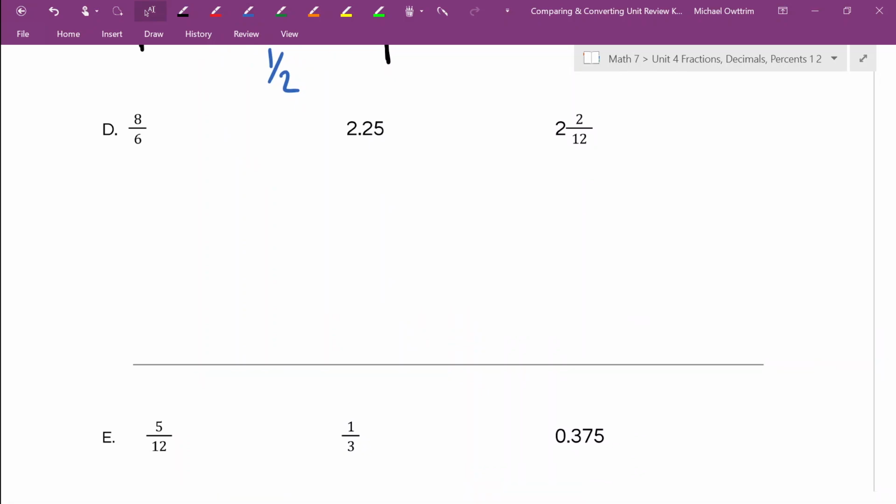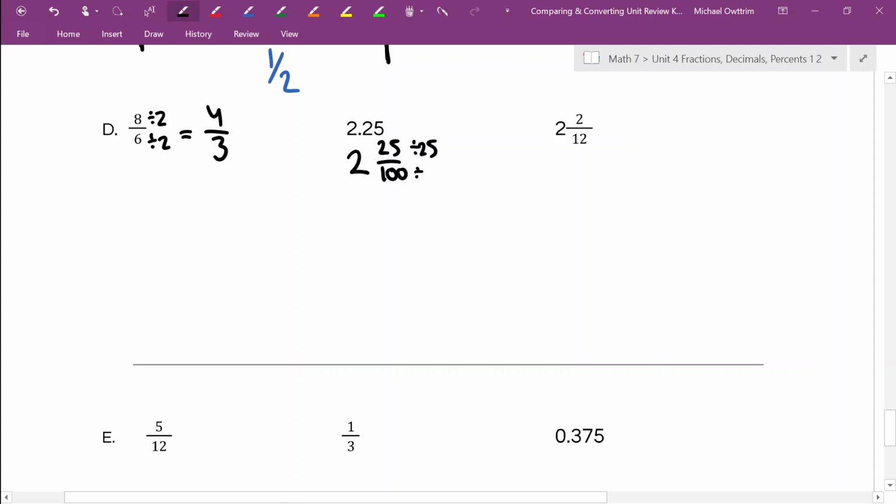Question D, we've got 8/6. I'm going to notice both of those divide by 2, so that gives me 4/3. 2.25 is 2 and 25/100ths, which dividing by 25 gives us 2 1/4. And I can actually simplify this fraction as well by dividing by 2, and that gives me 2 1/6.